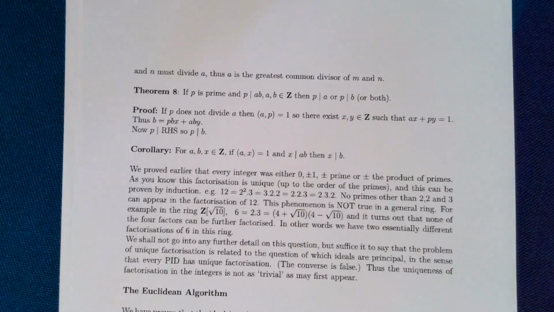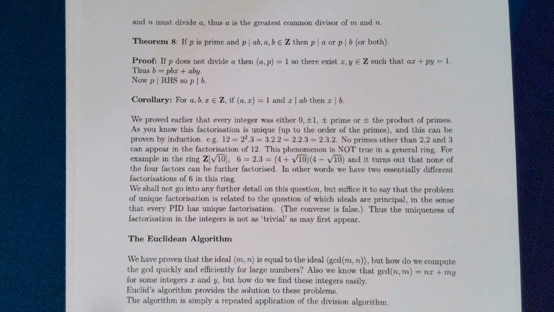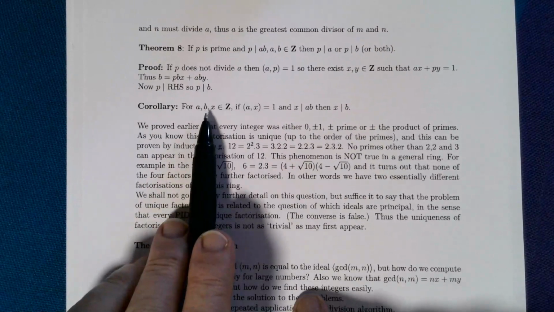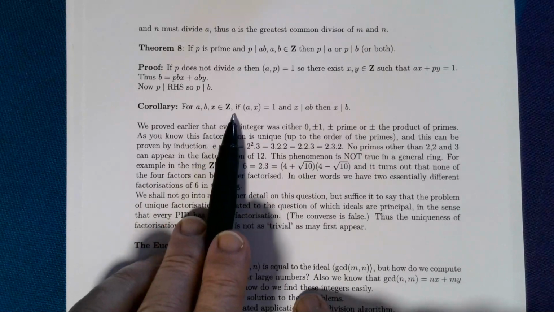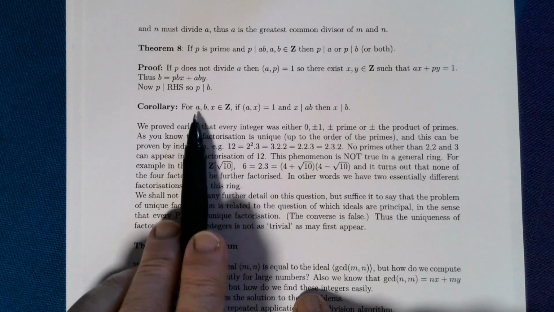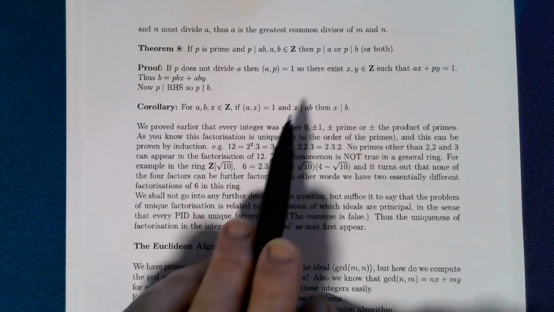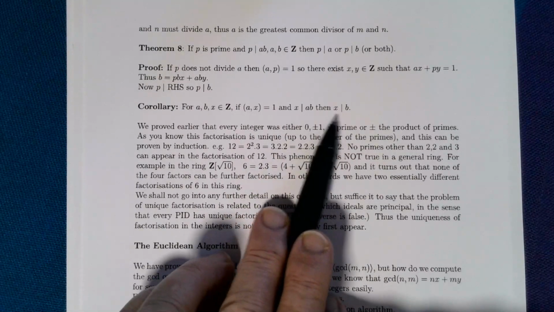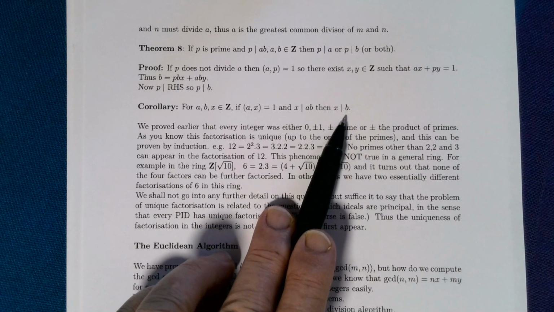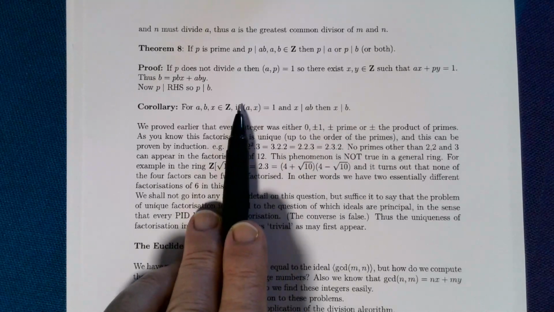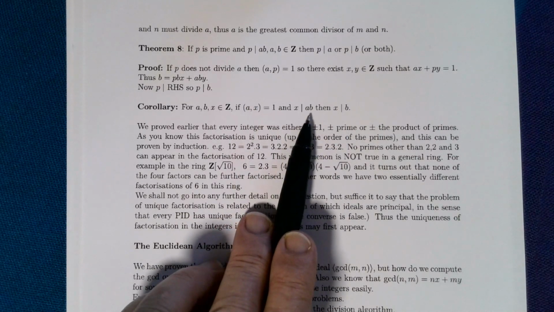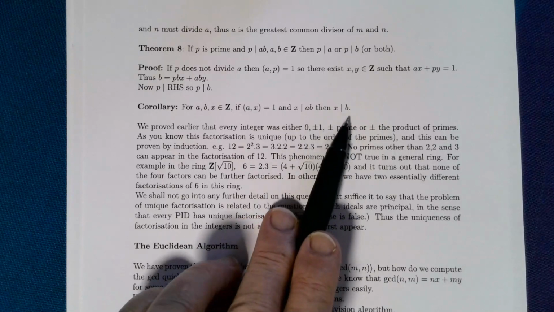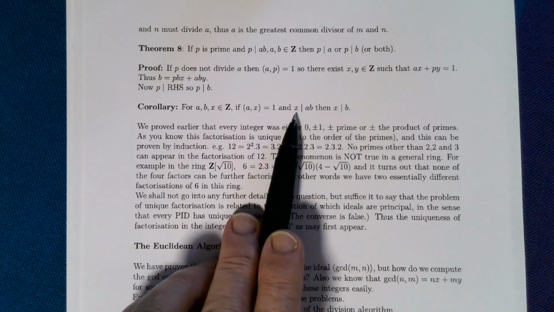Now a little corollary that you might like to have a go at proving yourself is that if you've got three integers, if A and X are relatively prime, and if X divides the product A times B, then X divides B. In general, you need this condition. Simply having X divides AB does not imply X divides B, unless X is prime, or unless A and X are relatively prime.